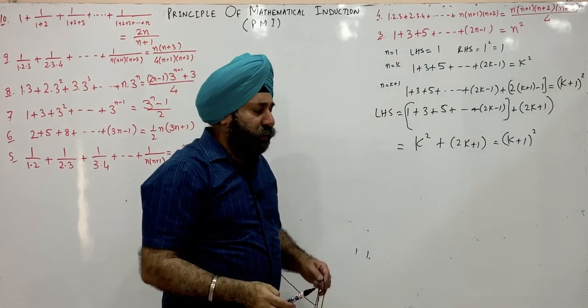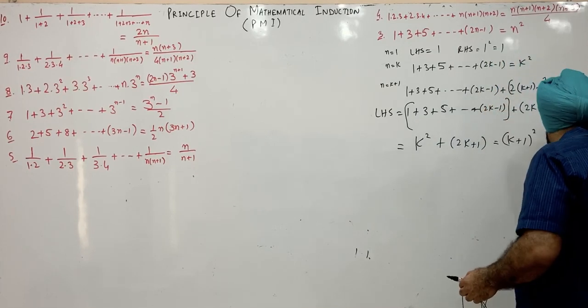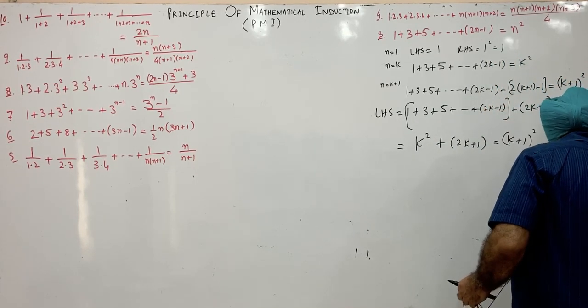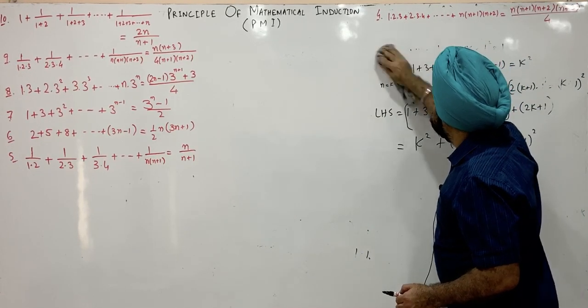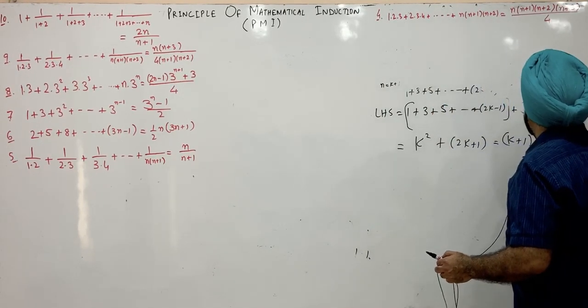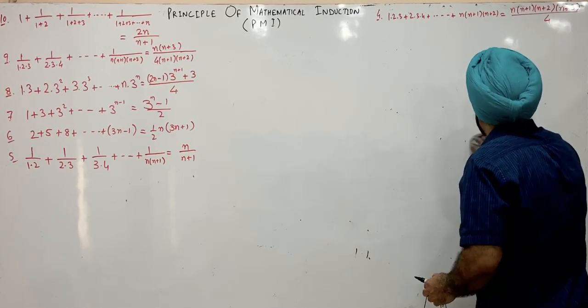to prove. So what do we write here? We write the result is true for n is equal to k plus 1. Hence, by principle of mathematical induction, the result is true for all n which belong to set of natural numbers.